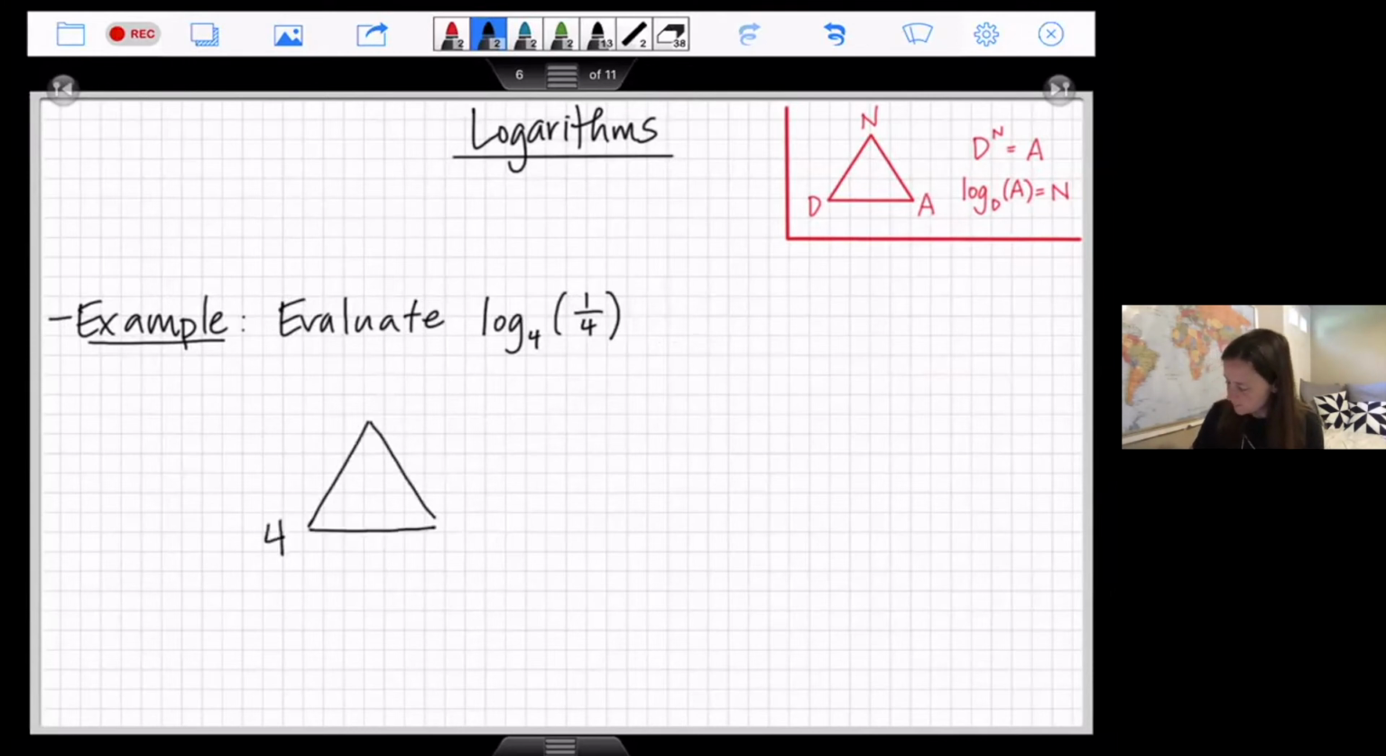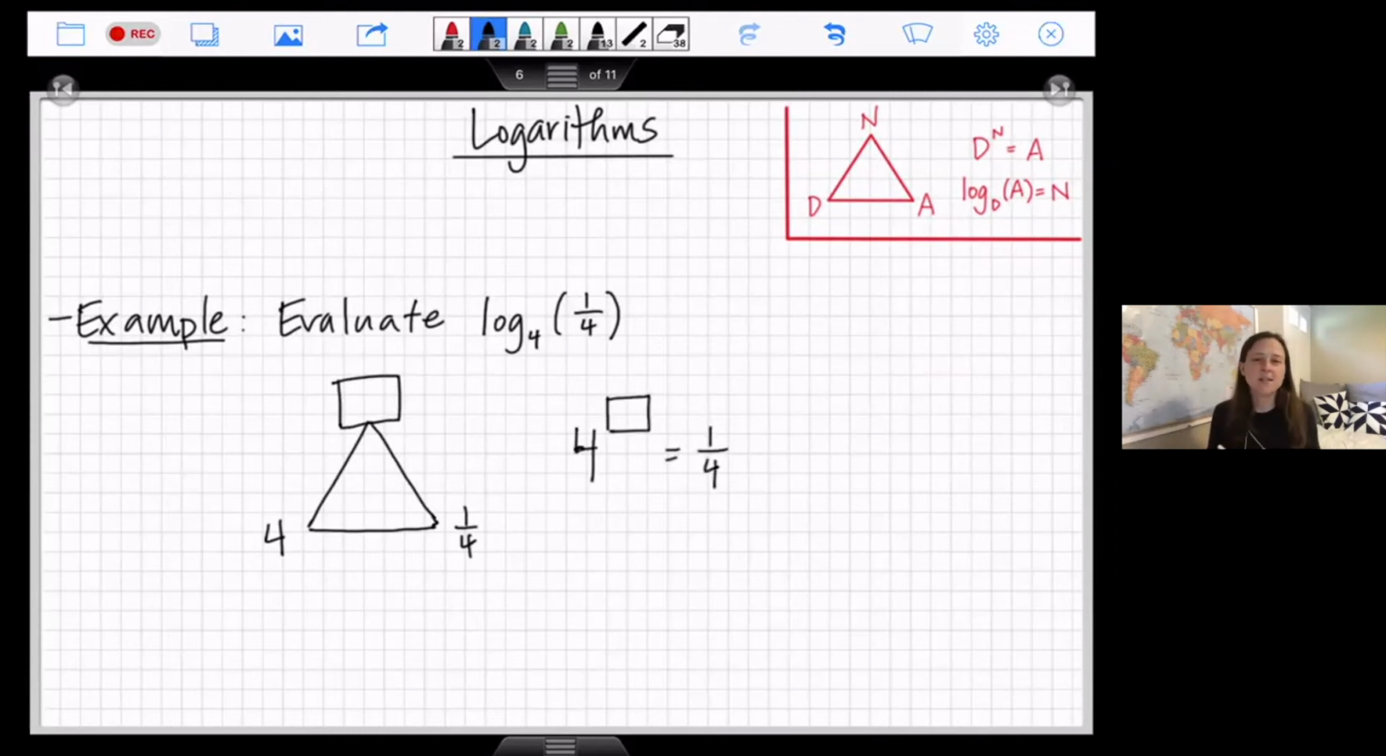So there's 4 and 1/4. Base always on the left, argument always on the right. The logarithm is always the exponent. So what exponent do I need to put up here at the top to give me 1/4? This one might be helpful to actually go ahead and write in exponential form. So we're trying to figure out 4 to the what is equal to 1/4.